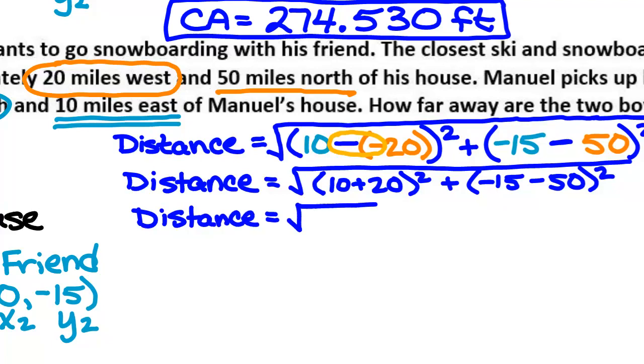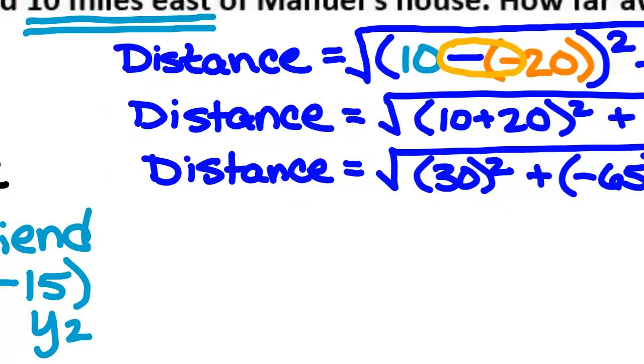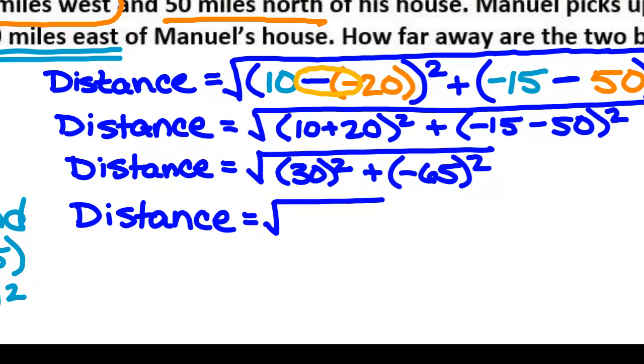30. So I have 30 squared plus, what is negative 15 minus 50? Negative 65. Take that, close the parentheses, and square it. So now we're going to square both of those numbers. What is 30 squared? 900.